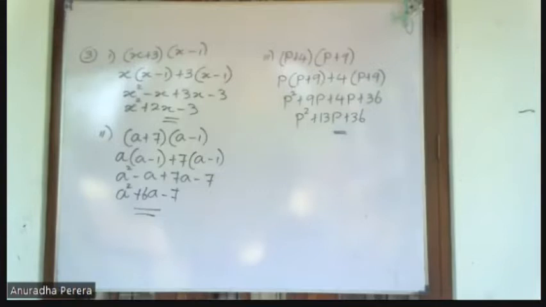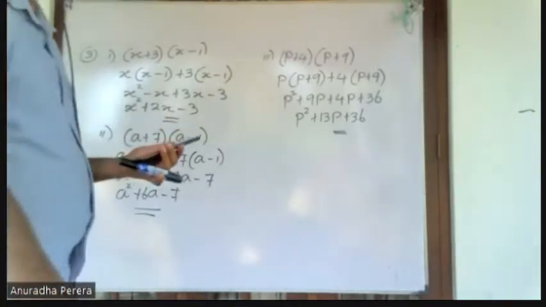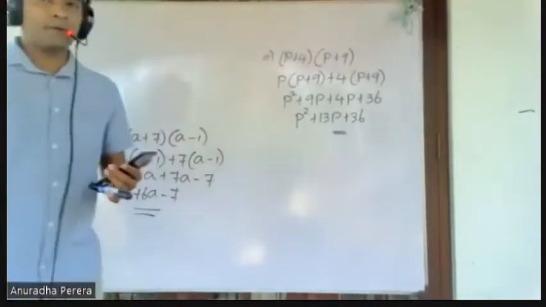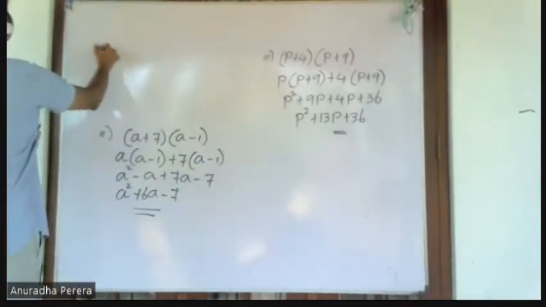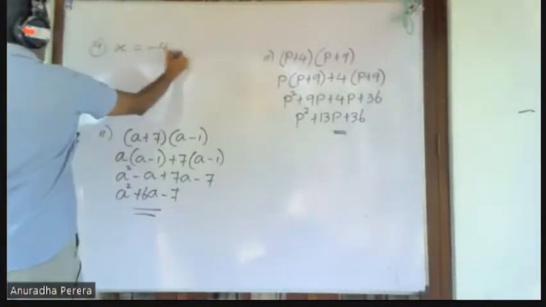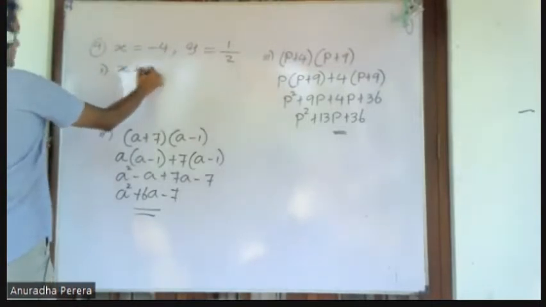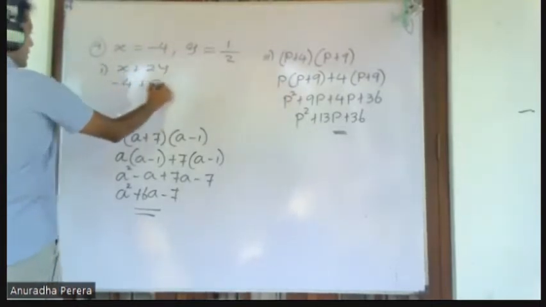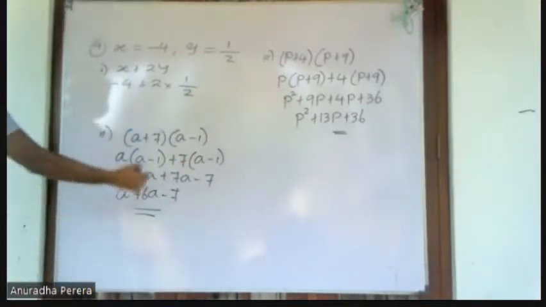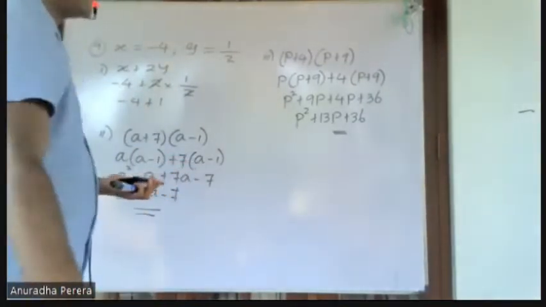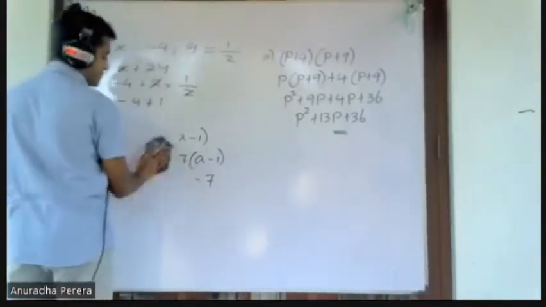Question number 4. Find the value of each of the algebraic expressions when x equals minus 4 and y is equal to half. x is minus 4, y half. x plus 2y. x is minus 4, 2 times half. Simplify this. Minus 4 plus 1. What is the final answer? Minus 3. Yes.